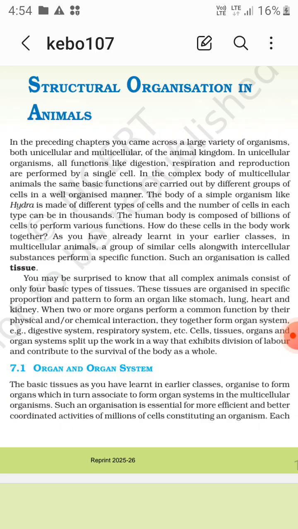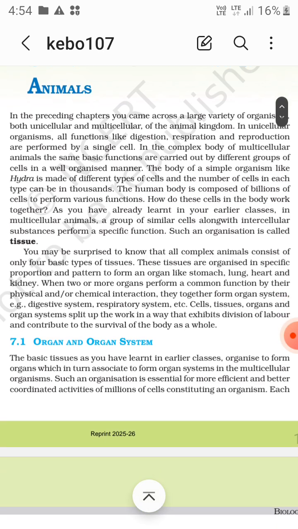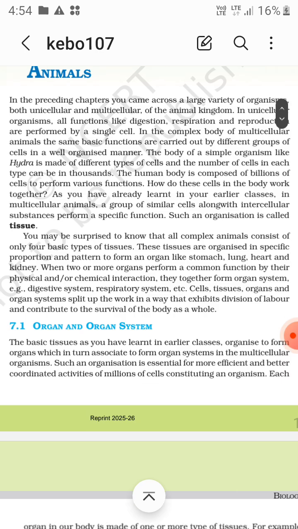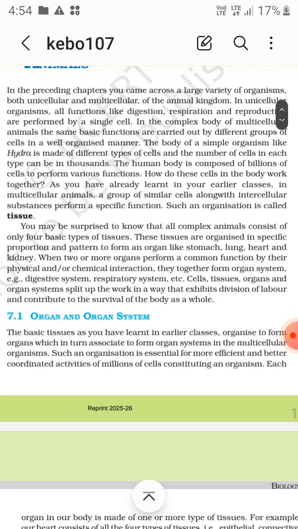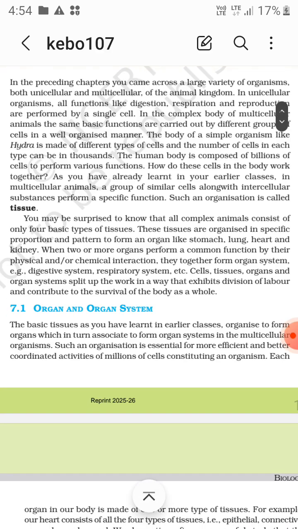In unicellular organisms, all functions like digestion, respiration and reproduction are performed by a single cell. Hydra is made up of different types of cells, and the number of cells in each type can be in thousands. In multicellular animals, a group of similar cells along with intercellular substances perform a specific function. Such an organization is called tissue.